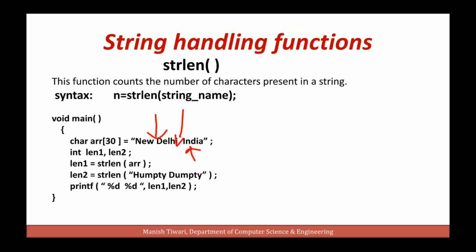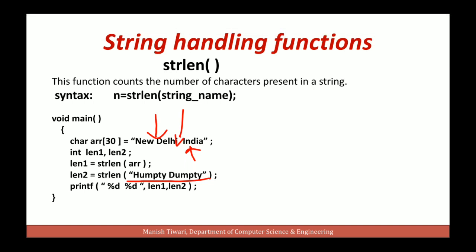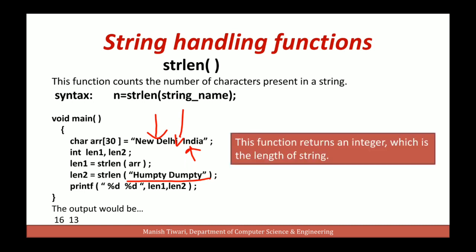And in len2 we will be counting the length of the string Humpty Dumpty. So 6 plus 1 space plus 6, 13 will be the answer of this len2. So here we can print the value of len1 and len2, and the output will be 16 and 13. So 16 is the length of string R and 13 is the length of string Humpty Dumpty. And you can see this function basically returns an integer. The integer is the length of that string.